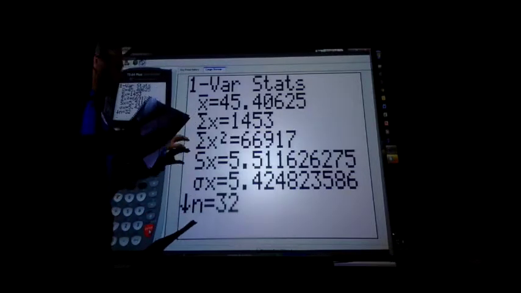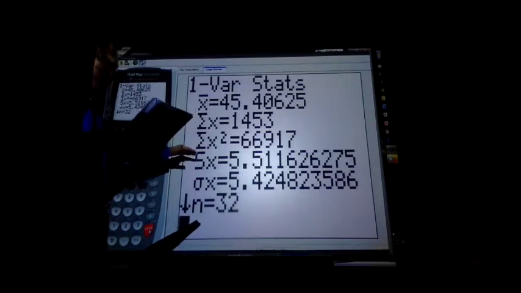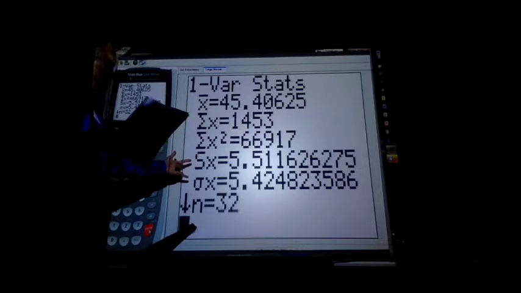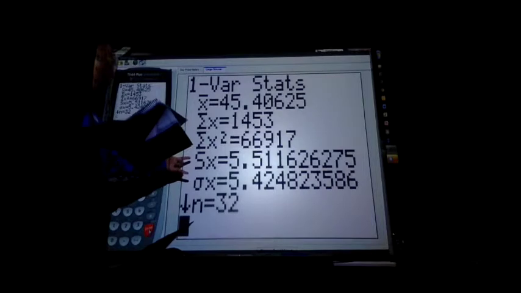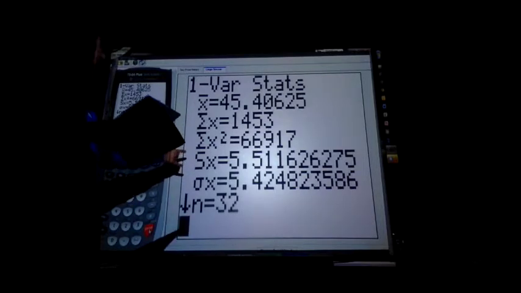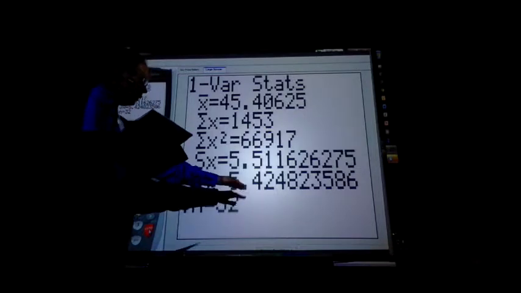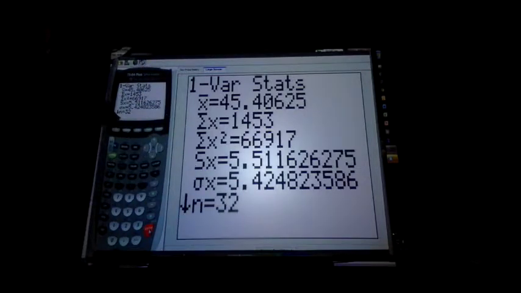So I have a sample. Remember I said these are backwards. This is the one I want to use, 5.42. Think of your sample, go to the other standard deviation, which you'll be using the n-1 for your degrees of freedom. So that's the information you have.